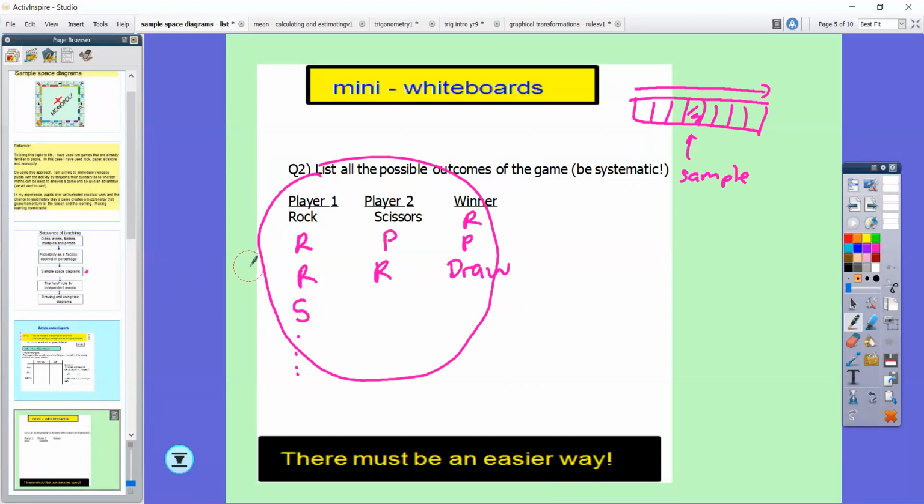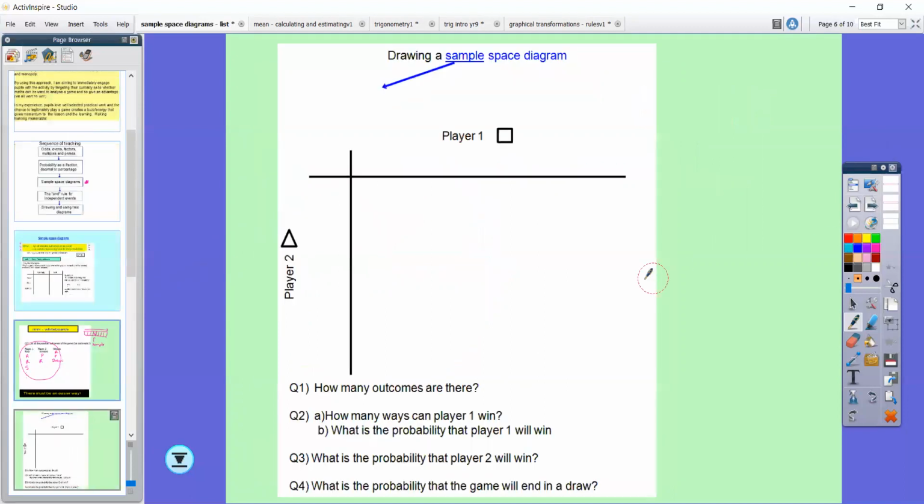So I said there must be an easier way. I suppose I should say another way, not an easier way perhaps. But then it's about showing, because there's only two possible outcomes, how we can use a two-dimensional sample space diagram in this way. So I was going to show them how to do this. We're going to draw a sample space diagram in this way as well. So we've got two versions of this.